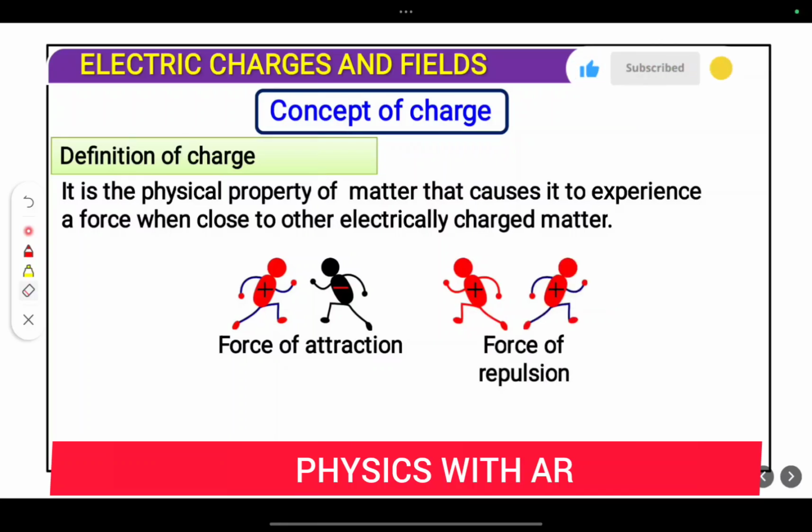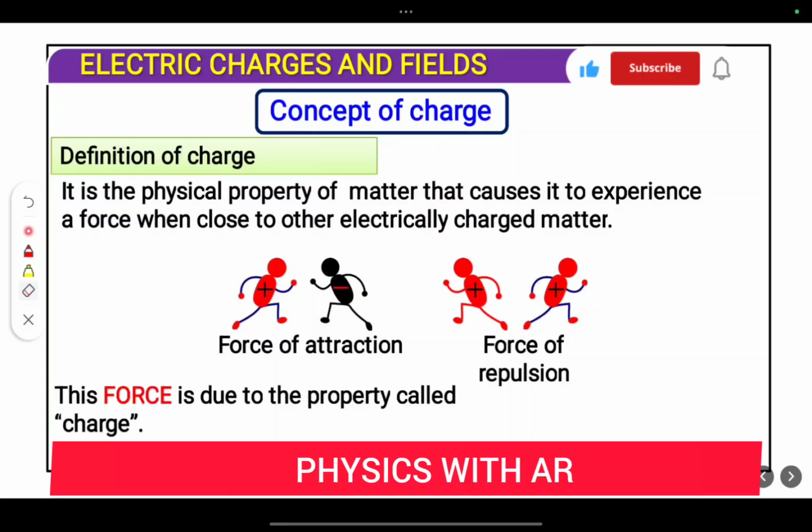For example, a force of attraction and a force of repulsion. Between like charges, a force of repulsion happens. Between unlike charges, a force of attraction happens. This force is due to the property which is nothing but charge.